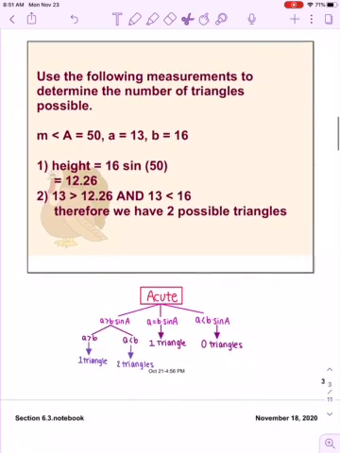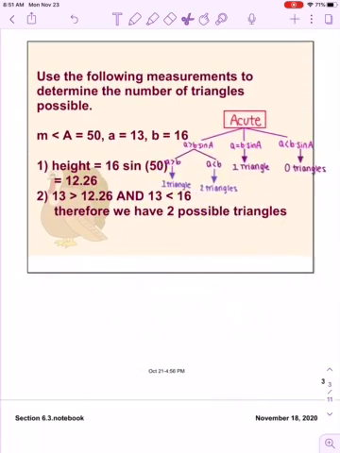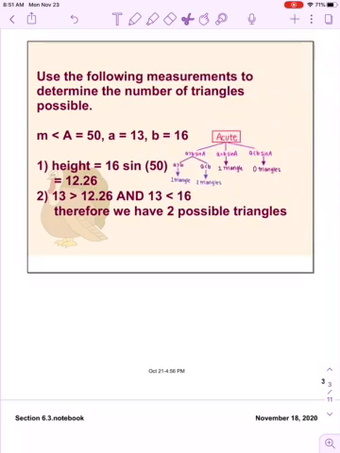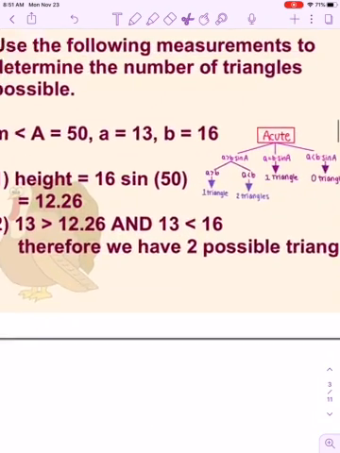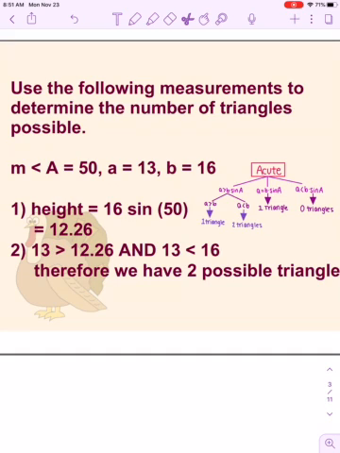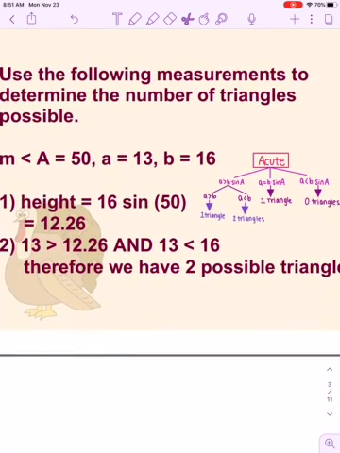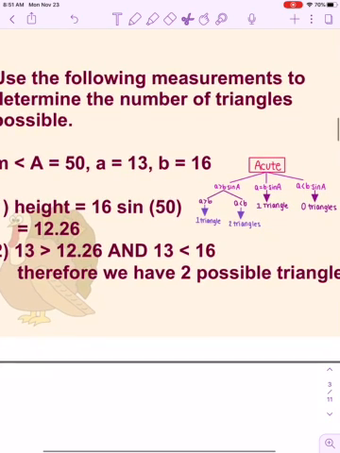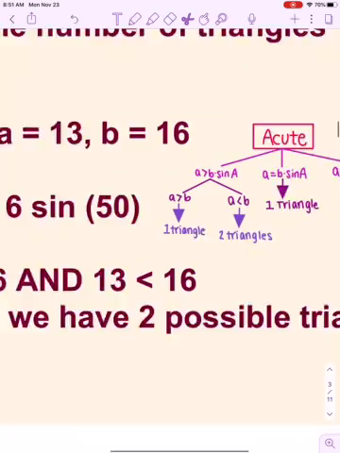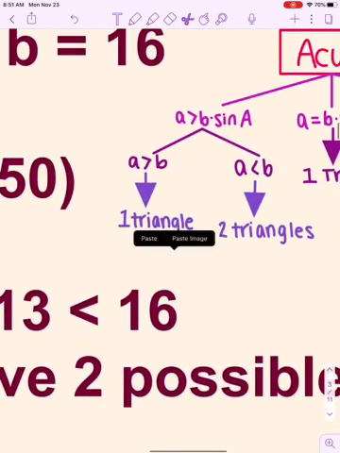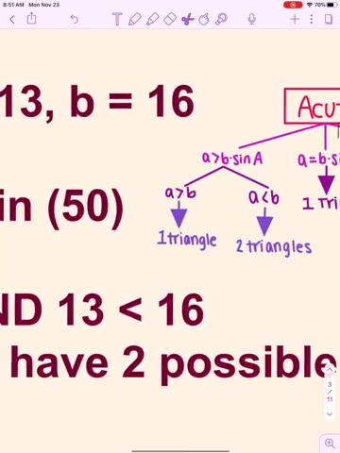So, following measurements to determine the number of possible triangles. It's acute again. I did a ton of it already, so that we don't have to sit here and muscle through it. Angle A is acute, so we're going to do B times the sine of A. So 16 times the sine of 50 is 12.26. Then we compare side A, which is 13, to our height, 12.26. So 13 is greater than 12.26, so A is greater than the height.